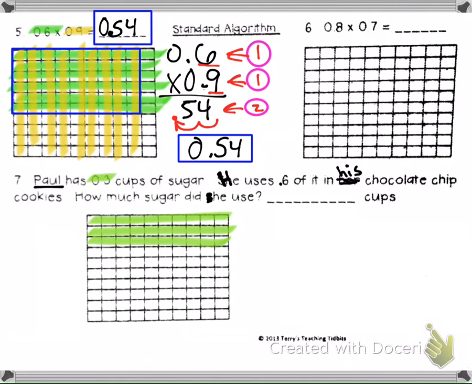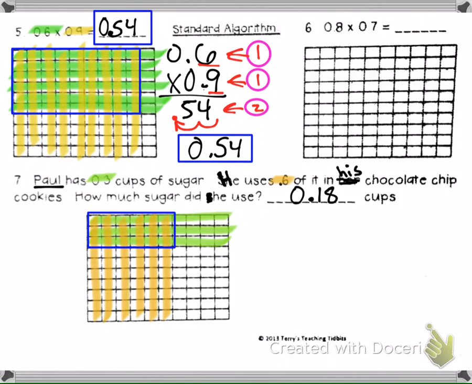Anyways, so we have 3/10 already modeled. The next number that I have to model is 6/10, because I'm only using a part of those 3/10 cups that I have. So I'm going to model it with my 6 columns, and that means I'm only really using this much sugar, which is the double shaded. That gives me a total of 18 little squares, so it's 18 hundredths. We can definitely double check that with the algorithm if you choose to, but number 7 didn't have a place for the algorithm, so I'm not going to do that. You can do that on your own to practice the bubble strategy.